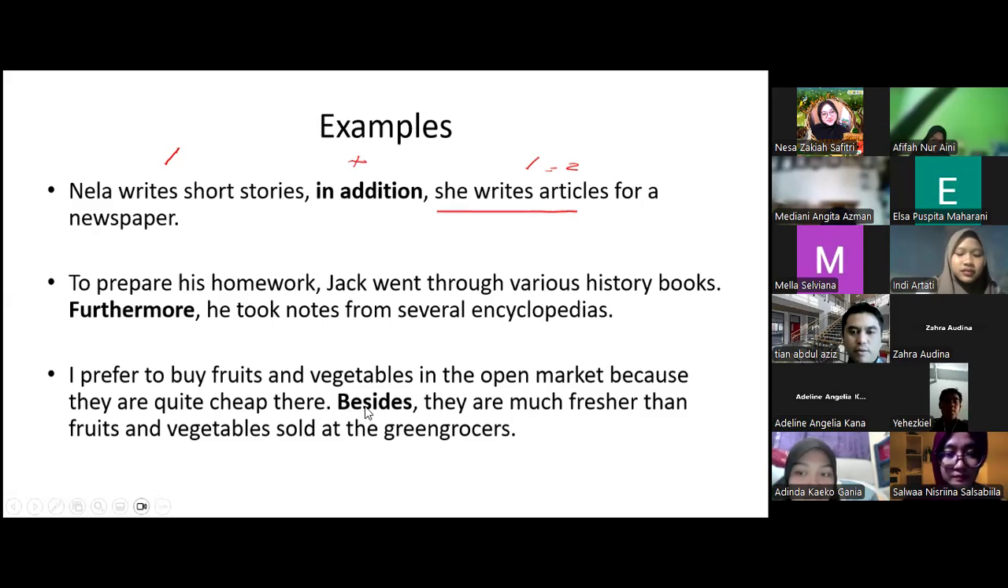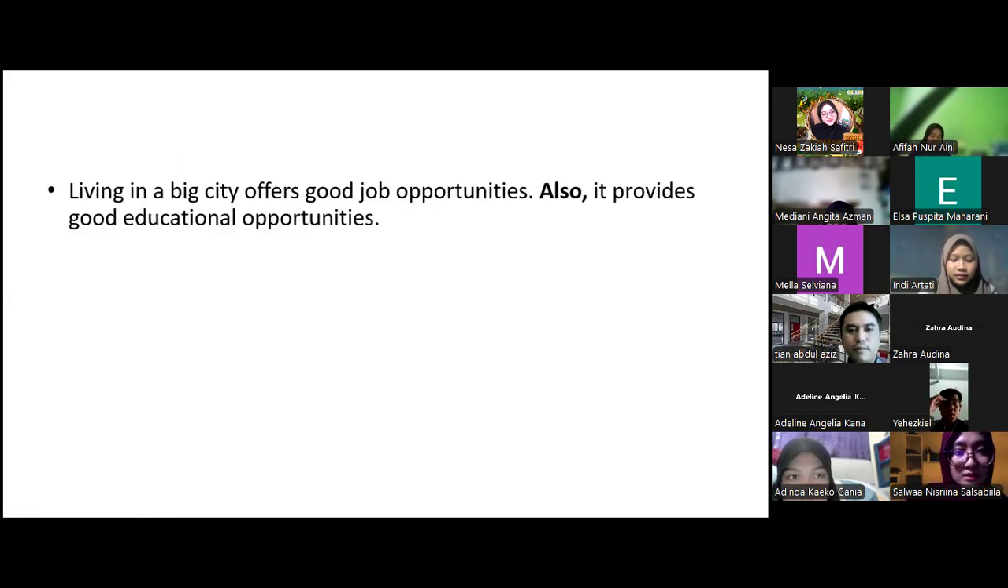"Besides" is used here to add information after the first sentence: they are much fresher than fruits and vegetables sold at the greengrocers. Okay, thank you, Salwa.